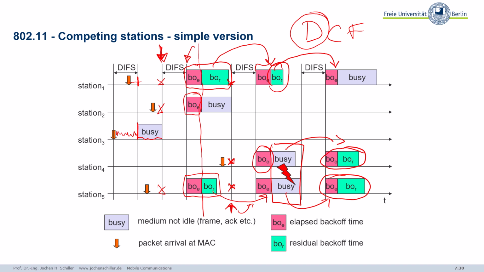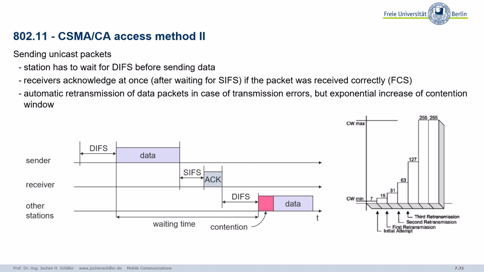There's some additional mechanism to even more spread these random numbers in case of collisions. I will come back to this in the next slide. You should understand this basic setting to understand the DCF. So how does the sending really work? Now let's have a look at the classical sending of a unicast packet.